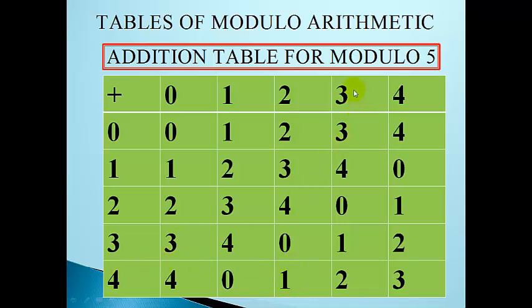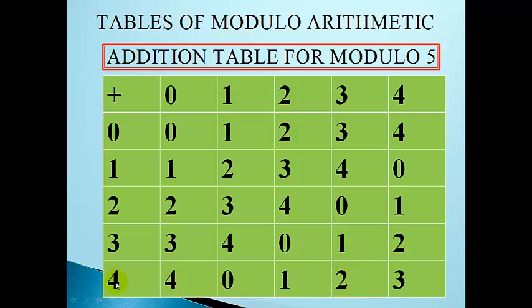4 plus 3 equals 7, and 7 in mod 5 is equal to 2. Why is it 2? This is because we have only one group of 5 in 7 and the remainder is 2. Since we are only interested in the remainder, we write only the remainder, that is 2.